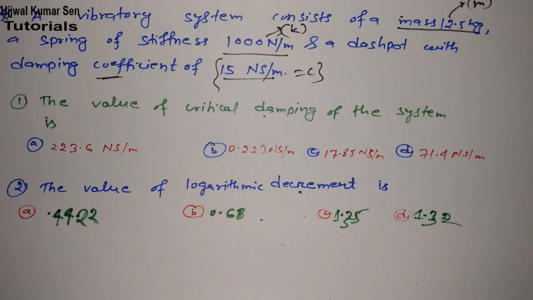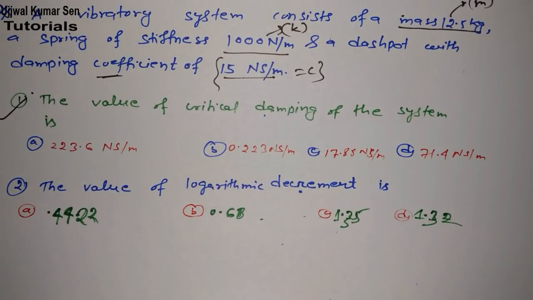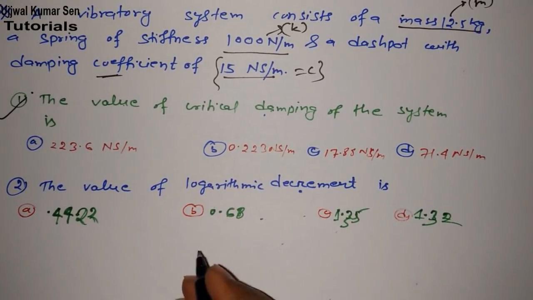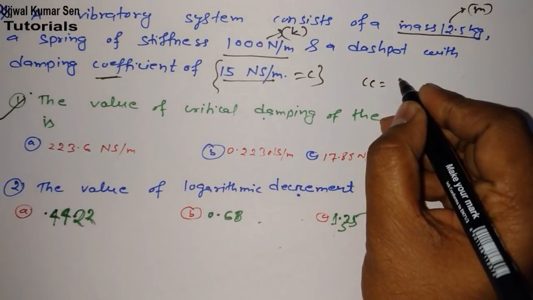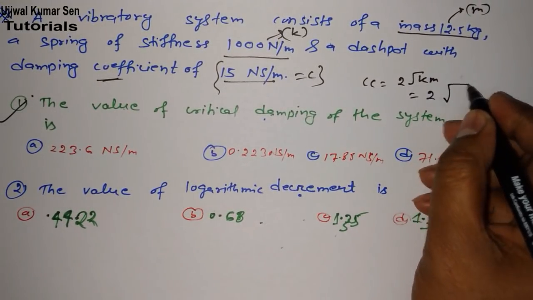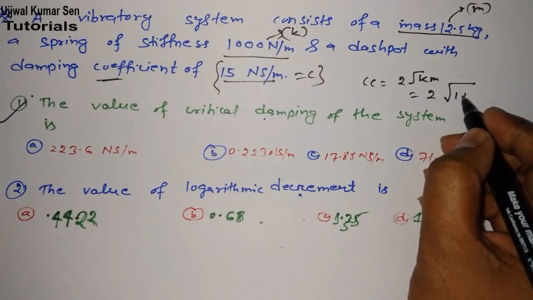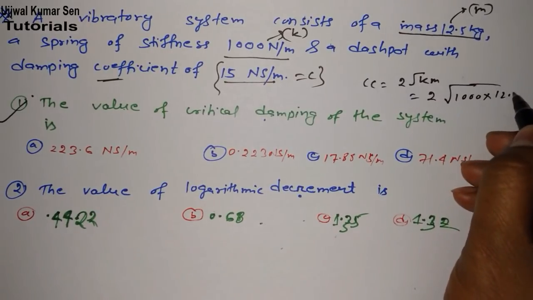What we have to find out basically. So in this question, let's go for the first question. The first question states the value of critical damping of the system. Suppose that there is a system, and in this system, what is the value of critical damping? We have to find out that. So we know that critical damping is equal to 2 root under km, right? So k is what? Stiffness 1000, m is 12.5.